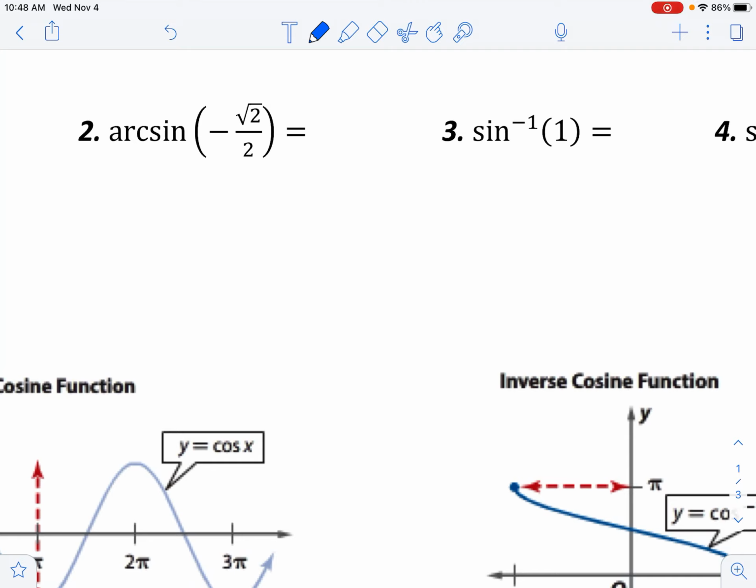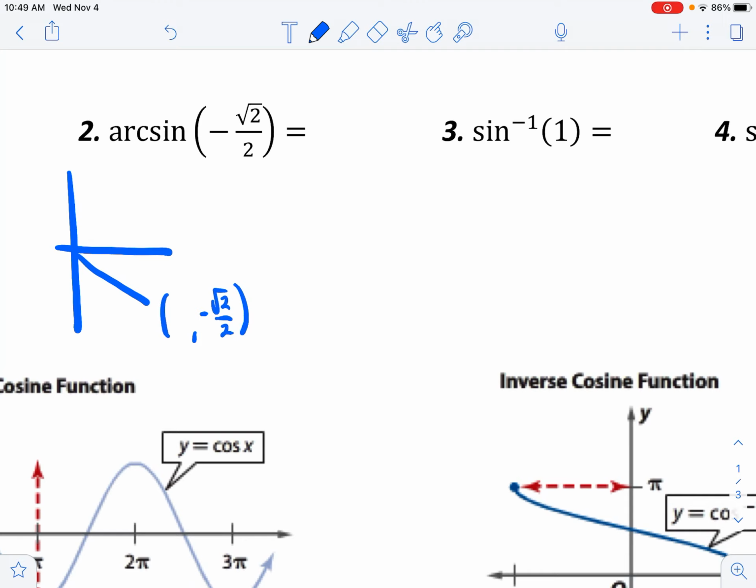Arc sine, which is the same thing as sine inverse, of negative root 2 over 2. So what angle has a sine of negative root 2 over 2? First off, I say sine inverse is only defined in my first and fourth quadrants, from negative pi over 2 to positive pi over 2. Where is sine negative, in the first quadrant or the fourth quadrant? The answer is the fourth quadrant. So my angle's in this quadrant.